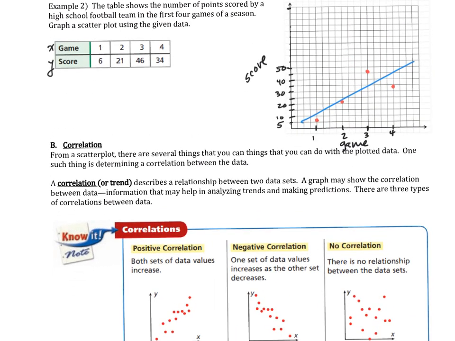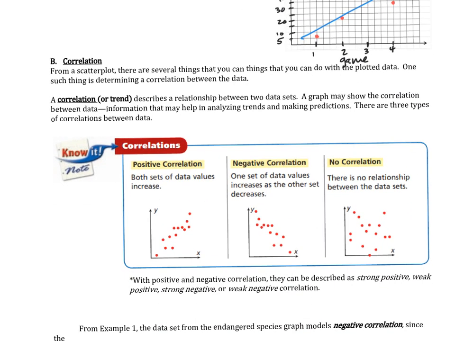So if there is a pattern to the scatter plot, meaning you could see that the data trends upward or the data trends downward, we call that a correlation, right? So there's strong correlations and there's weak correlations. So we'll talk about that in this next part. So looking down here, you've probably seen this in Algebra 1. It's just a good review, but you could read these 3 things.